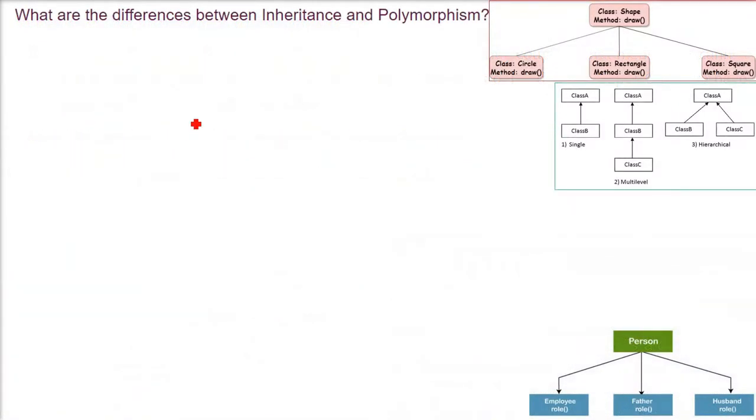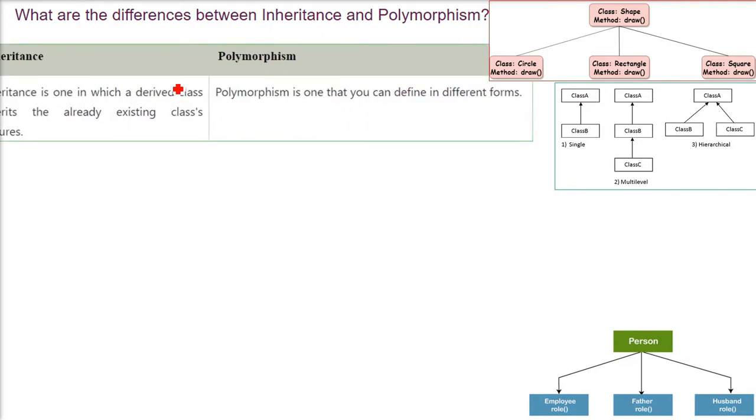What are the differences between inheritance and polymorphism? See, they both are the basic building blocks of the object-oriented paradigm. These are concepts in object-oriented programming languages, implemented using different constructs. So, let us take the differences one by one.